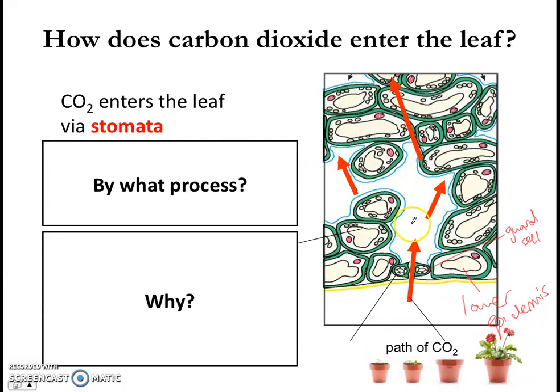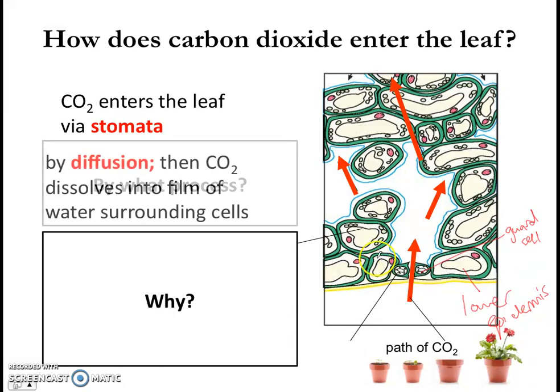Now, what is the process that causes carbon dioxide to move? Is it osmosis? Hopefully you didn't say osmosis. The answer is it moves by diffusion. Carbon dioxide moves from outside the leaf to inside the leaf by diffusion. Now when it reaches the cells, carbon dioxide actually dissolves into the film of water that surrounds the cells. Our leaf cells in the plant are surrounded by a very thin film of water. You can see that here, the thin film of water. Carbon dioxide will dissolve into that thin film, and then from there it will move by diffusion into the cells.